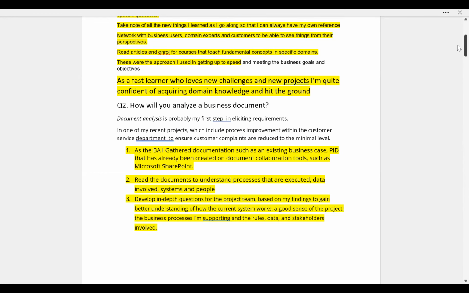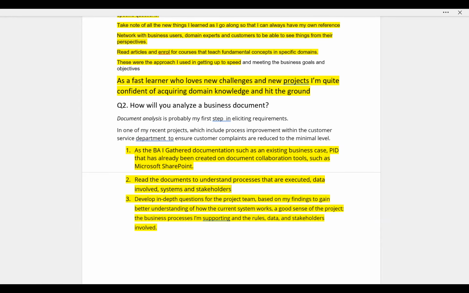Okay, very good. Read the document to understand the processes that are executed, data involved, systems and people. Instead of people, you can say stakeholders over here. Okay, stakeholders. Yeah, in the next, second point: develop in-depth questions for the project team based on my findings to gain a better understanding of how the current system works and a good sense of the project, the business processes I'm supporting, and the rules, data, and stakeholders involved. Okay, so yeah, that's correct.